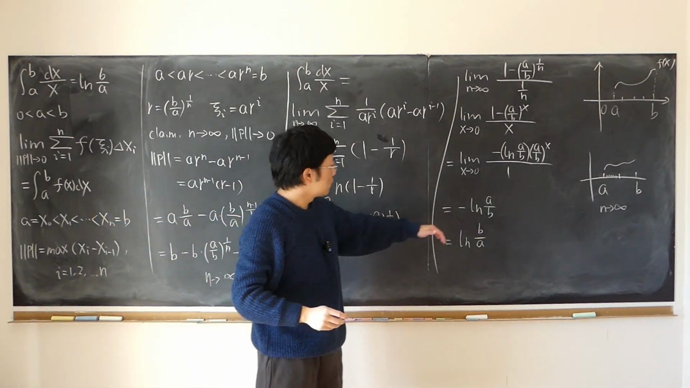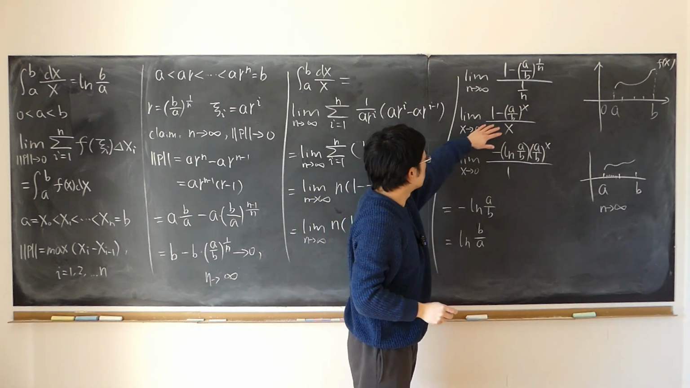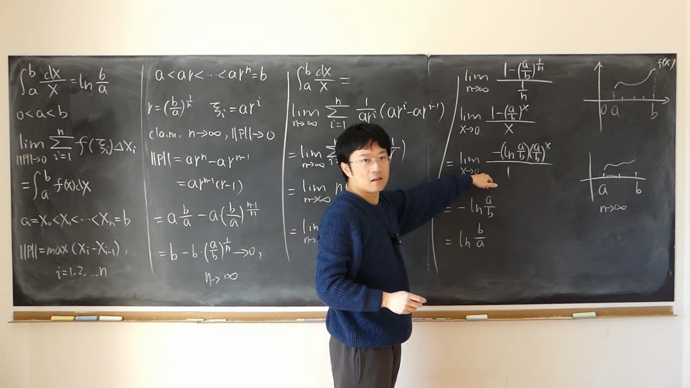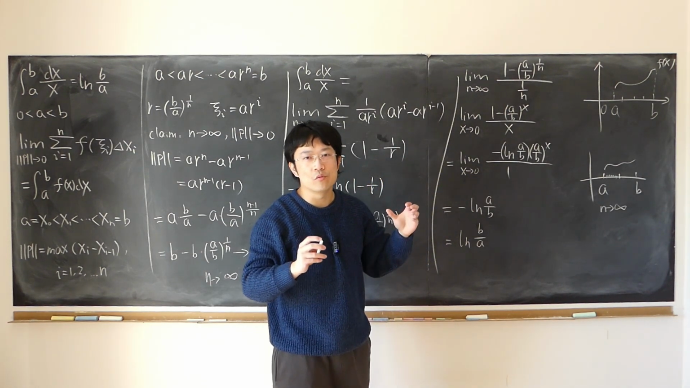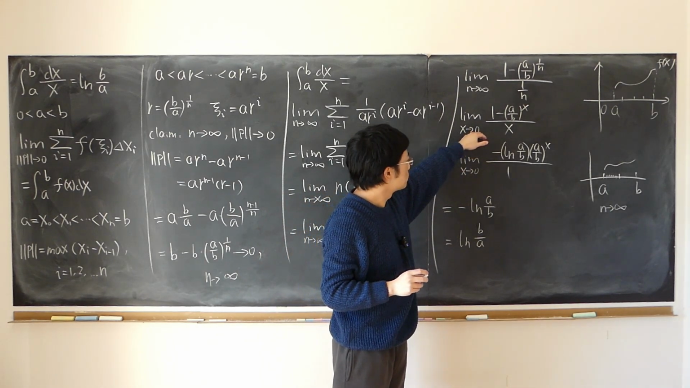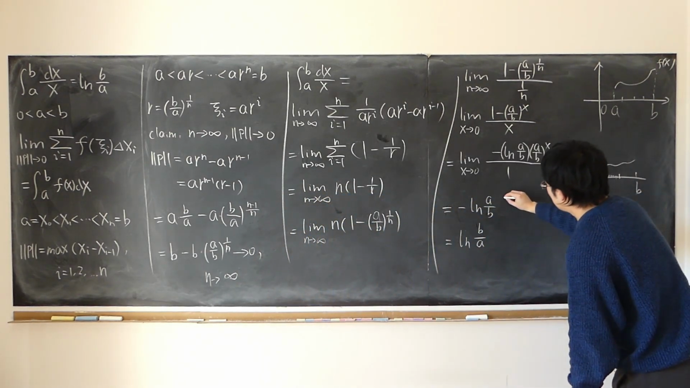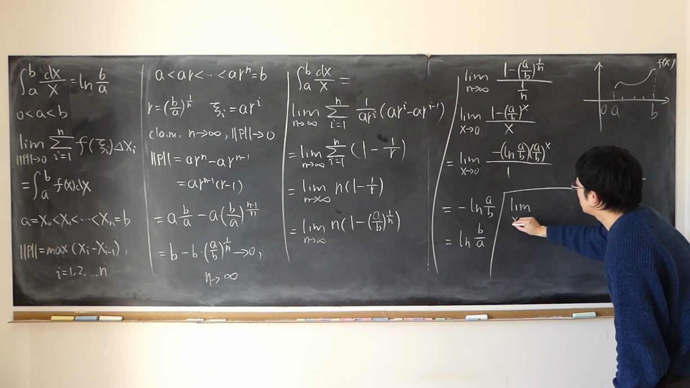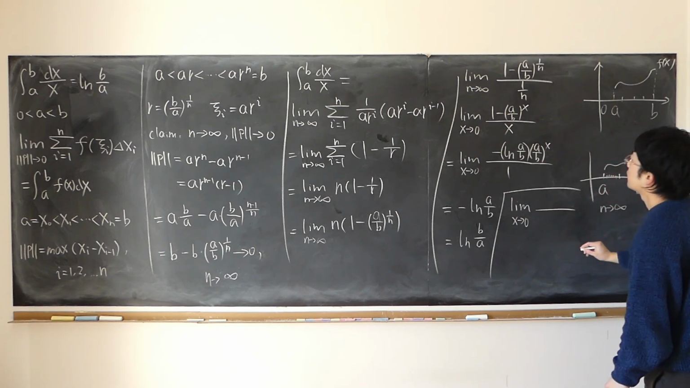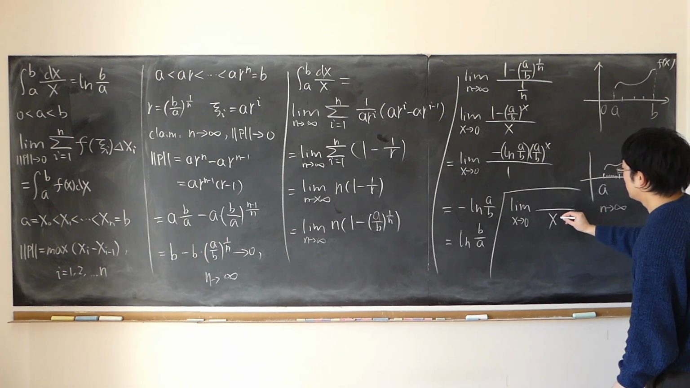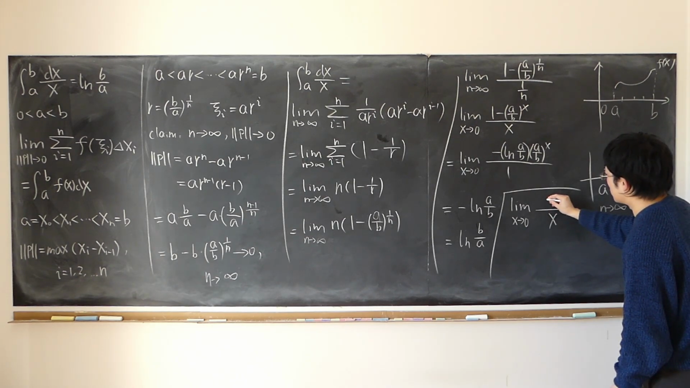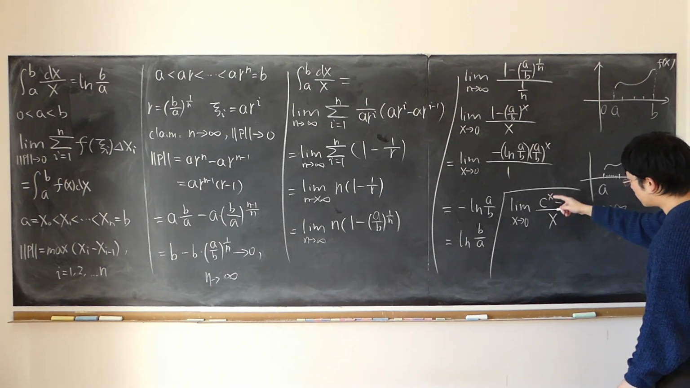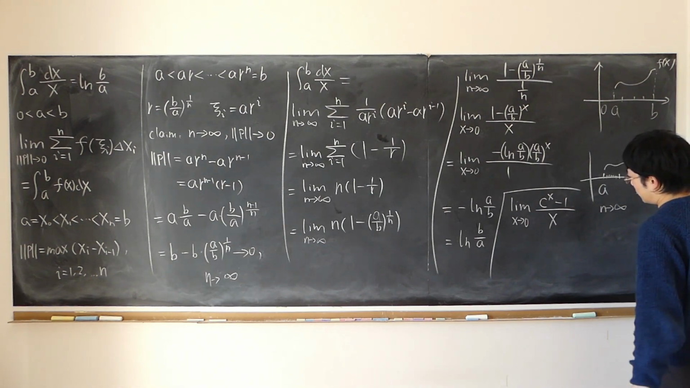Well, in fact, this limit is well known. We don't necessarily need to use L'Hopital's rule anyway, because remember, in the previous video I proved a well-known limit. The limit as x approaches 0, x at the bottom, and at the top c to the power of x minus 1. 0 over 0 type. This is a well-known limit.